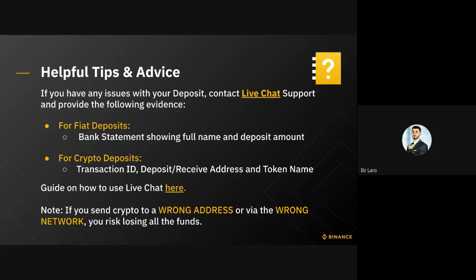And just to finalize, for crypto deposits, if you do send crypto to a wrong deposit address or you use the wrong network, you do risk losing all the funds. It's just the case with crypto. It's not user-friendly in that way, especially if there's over 26 to 35 characters. Please double check that all the letters are correct, that you're depositing to the right deposit address, and that you're using the right network. We do find some users do make these mistakes, and sadly, you risk losing all these funds.